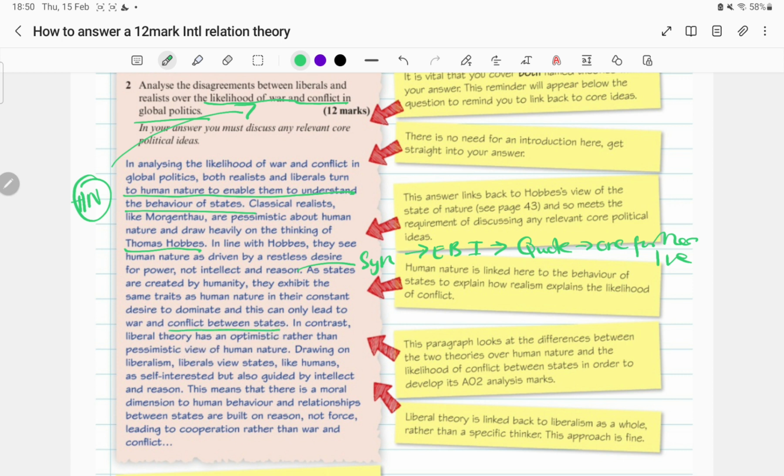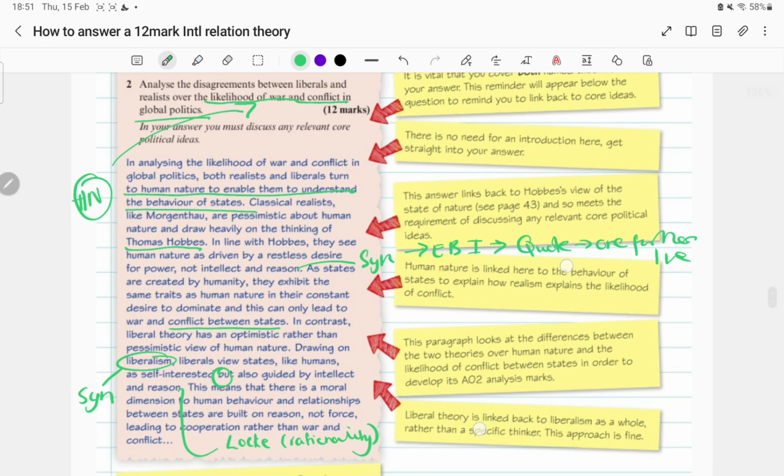So in contrast, liberal theory has an optimistic rather than a pessimistic view of human nature. Drawing on liberalism, synoptic link, liberals view states like humans as self-interested, but also guided by intellect and reason. This is where you link to Locke because of rationality. And of course, a quote if possible. Now, this means that there is a moral dimension to human behavior and relationships between states. And relationships between states are built on reason, not force, leading to cooperation rather than conflict and war.